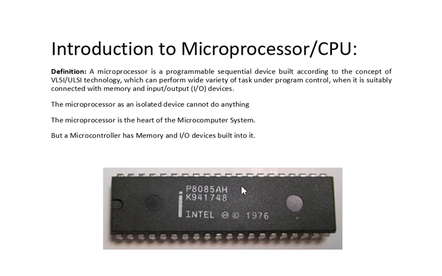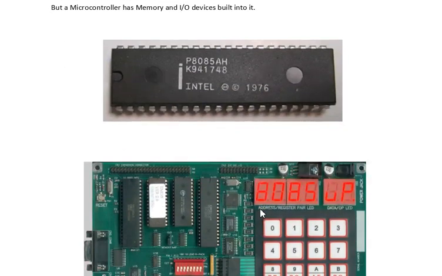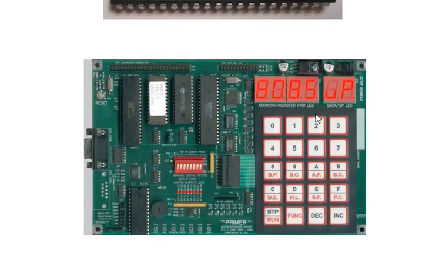At least it should be connected with an input device, for example a keyboard, and an output device, a display unit where you are able to see the output. Also, you need to connect one memory device where data can be stored. A microprocessor kit is shown here. This is an example of a microprocessor kit where the microprocessor is connected, and memory devices and some other peripherals are also connected.